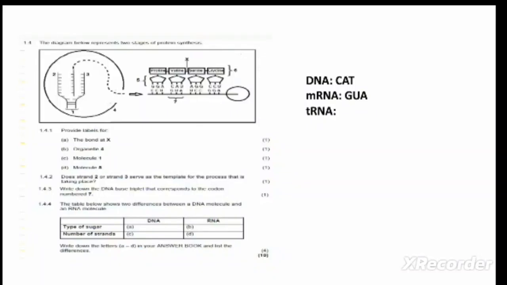So today we're going to do questions under the topic of DNA code of life. So let's look at the first set of questions. The diagram below represents two stages of protein synthesis. Those stages are transcription and translation.